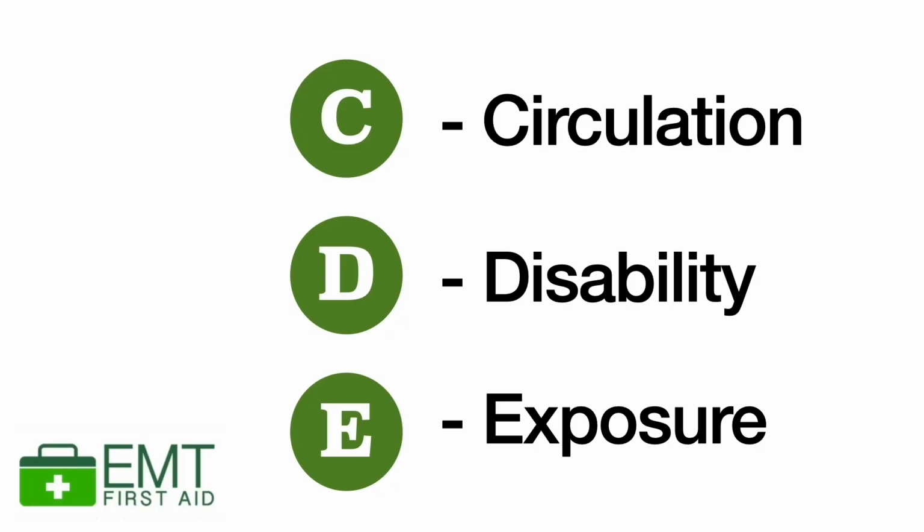Then the secondary survey is when we do the head-to-toe check. And this is when we're going to be looking for clues as to why this person is unconscious and breathing. So we're looking for signs of poor circulation. We're looking for signs of disabilities such as broken bones or dislocations. And we're going to examine and expose other parts of the body.